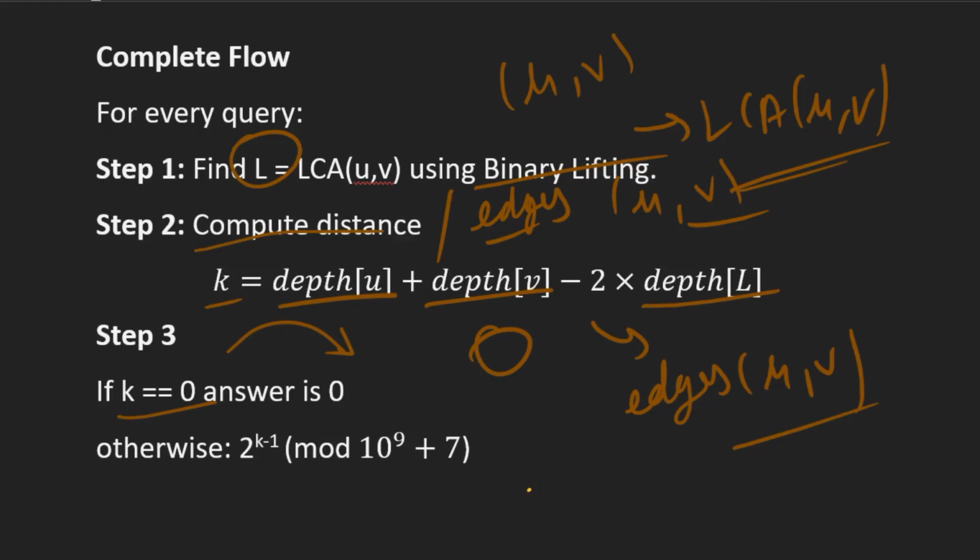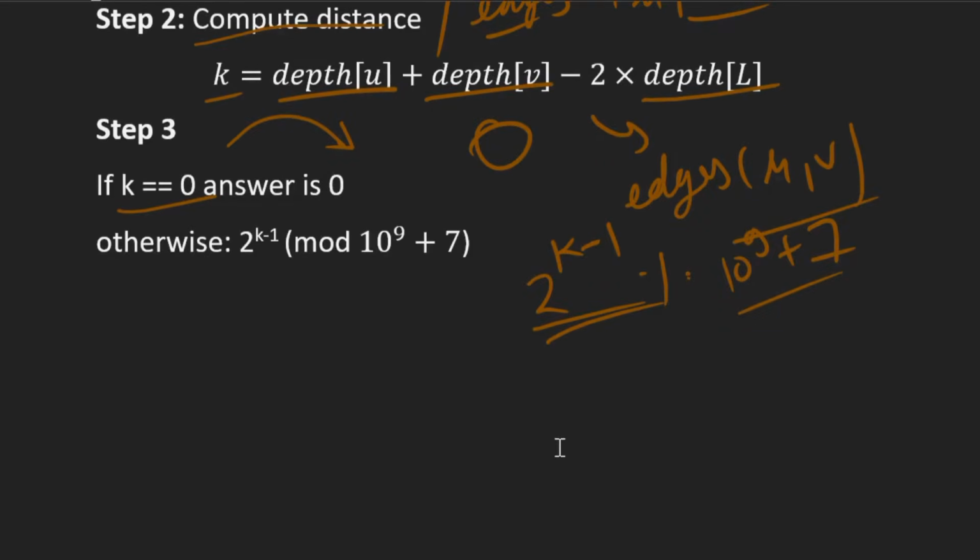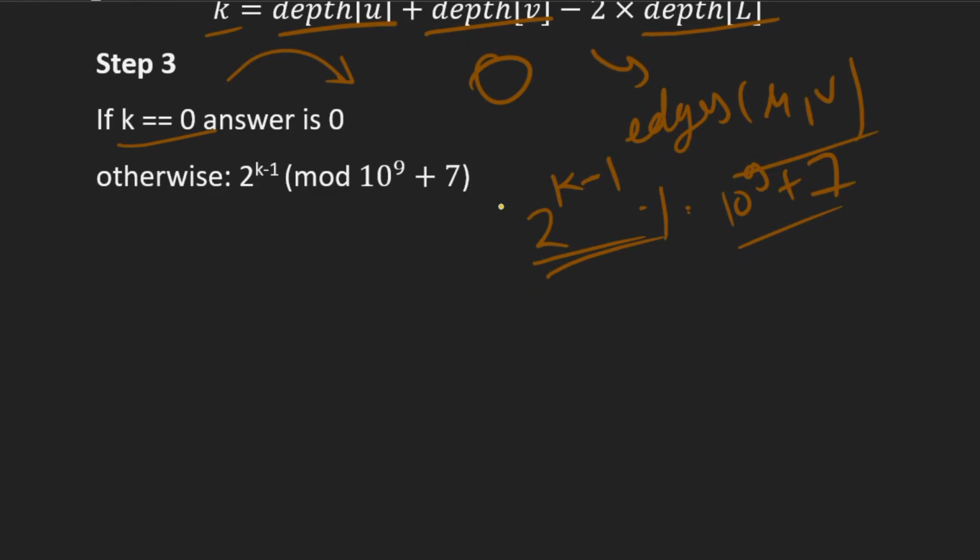But otherwise, the number of possibilities is 2^k minus 1 mod 10^9 plus 7, which should be our answer. And to find this 2^k minus 1, we'll be using binary exponentiation.